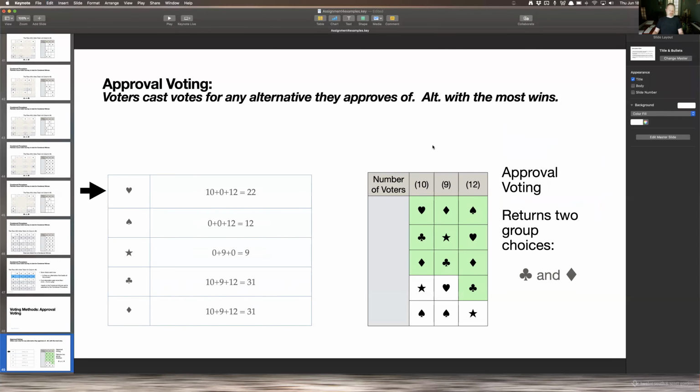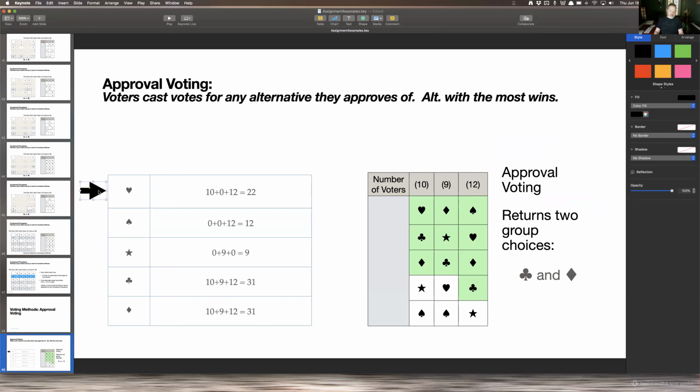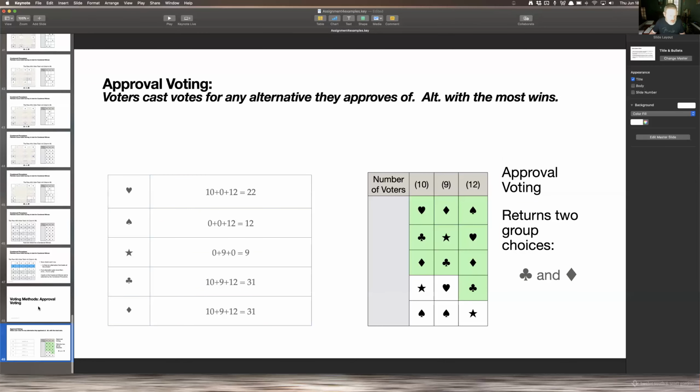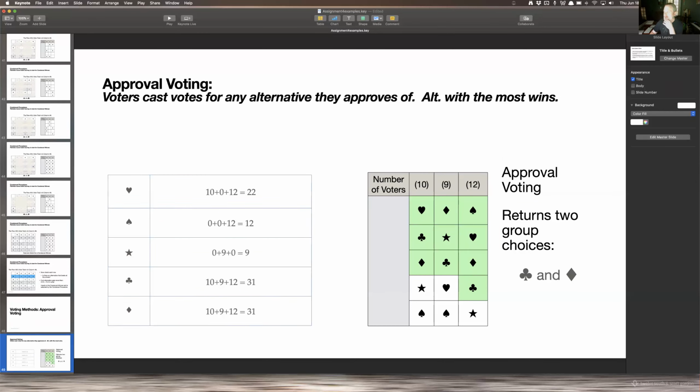All right, any questions about that? The different voting methods? And it does take some time to go through them all.